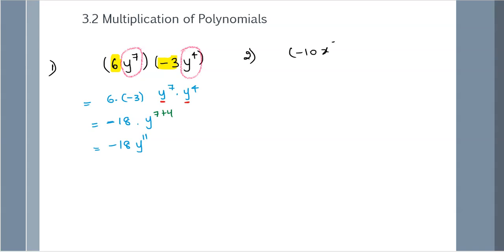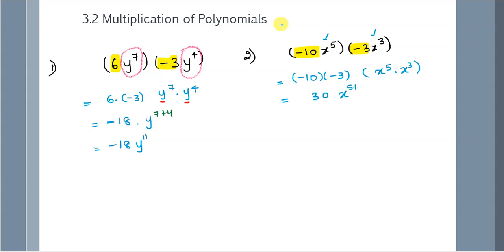Okay. Let's see what you will do if you have, say, minus 10 x power 5 multiplied by minus 3 x power 3. We are going to do the same thing. Minus 10 and minus 3, multiply them together. So it gives you minus 10 times minus 3. And collecting the terms of x together, x power 5 multiplied by x power 3. So 10 multiplied by 3 gives you 30. Minus times minus becomes plus. x to the power 5 plus 3, because the base is the same and the powers add up. So 30 x to the power 8. Okay.